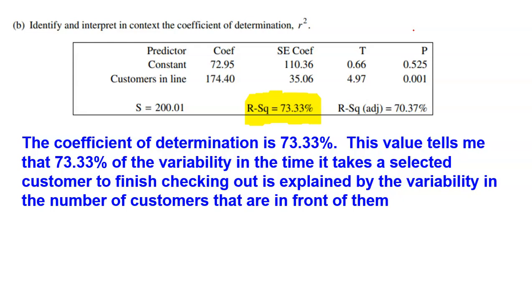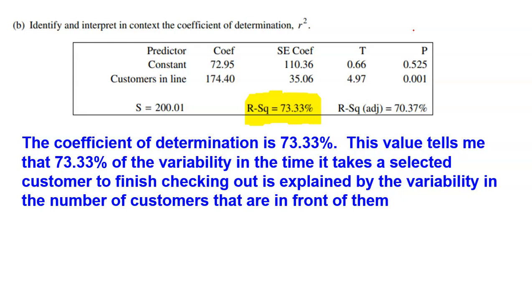It's got to be said a very specific way. The value is 73.33%. This value tells me that 73.33% of the variability in the time it takes a selected customer to finish checking out is explained by the variability in the number of customers that are in front of them. So in our data, we had different numbers of customers in front of people, right? Sometimes there's 1, 0, 2, 4, whatever. And we also had different times to check out. So the r squared is actually telling us the percentage of the variability in times to check out that are actually because of the variability in the number of customers in front of you.